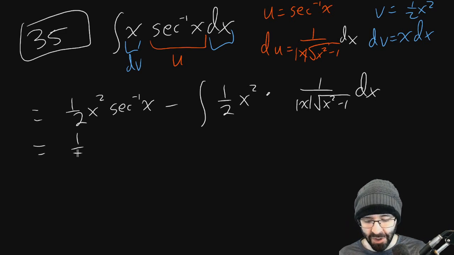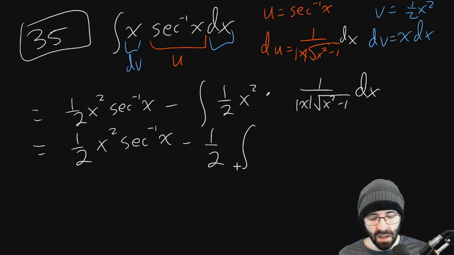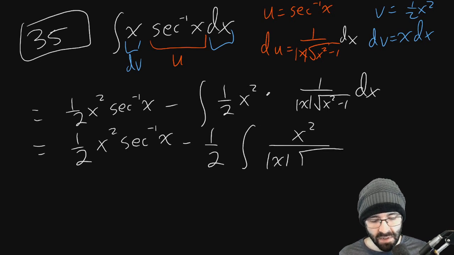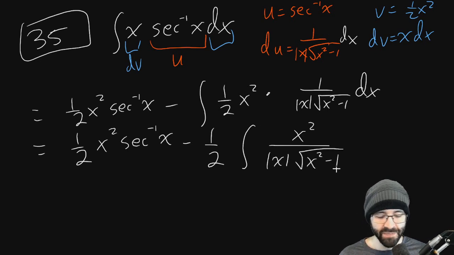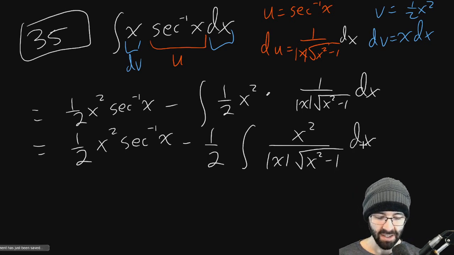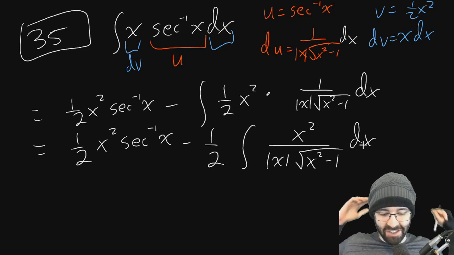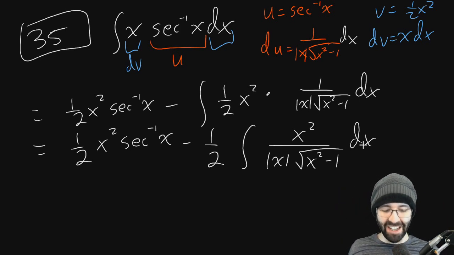Let's look at that second integral. Let's clean it up and see if there's something we can do with it or whether we need to backtrack. We get x squared on the top divided by absolute x square root of x squared minus 1. So this doesn't look great. But I'm sure there's something that we can do with this.